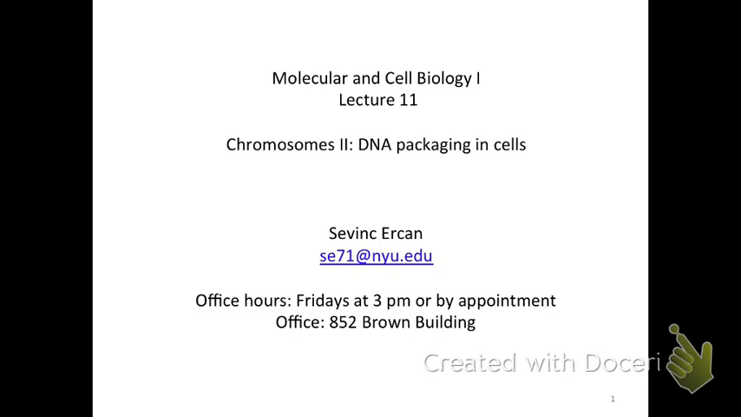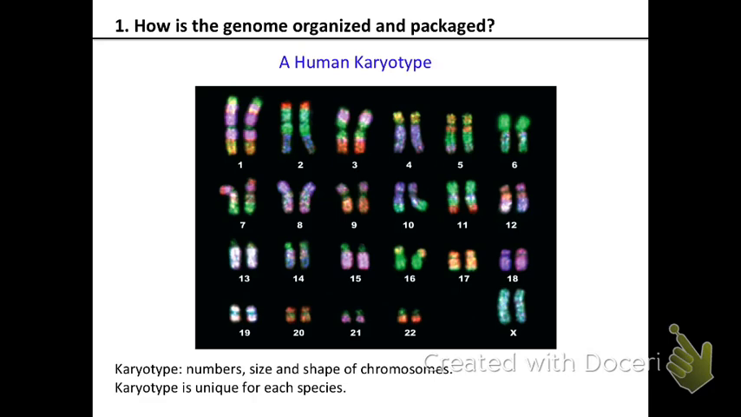All right, so we're going to talk about DNA packaging in cells. The question that we're going to try and answer today is, how is the genome organized and packaged? First, we said that the human genome is organized into linear chromosomes, and you see here the numbers of chromosomes. We have 22 autosomes and the 2 sex chromosomes. So this is basically a human karyotype. A karyotype for a species is the number, size, and shape of chromosomes, and these are different between species.